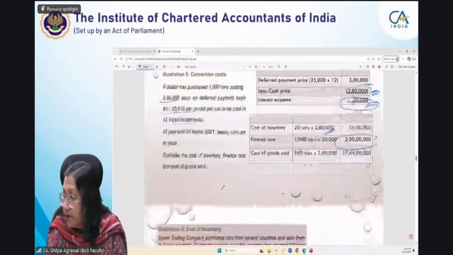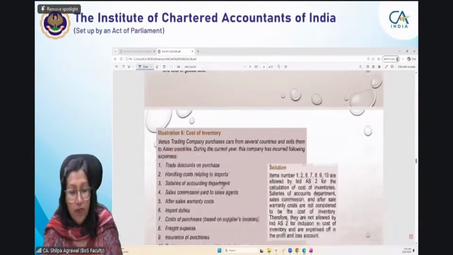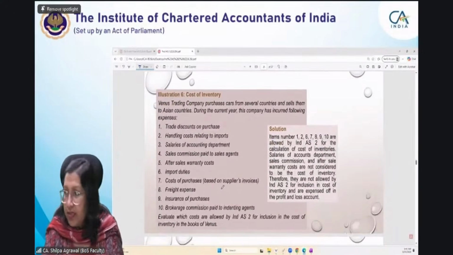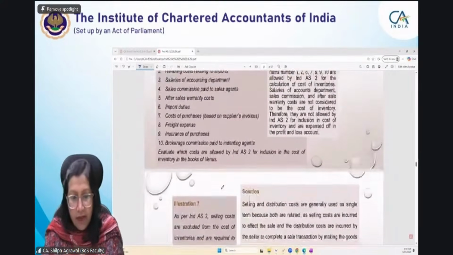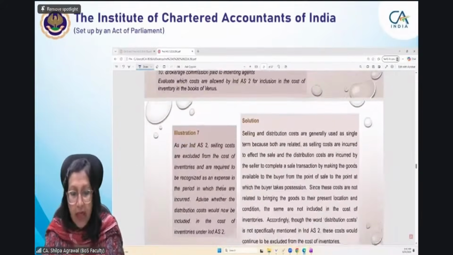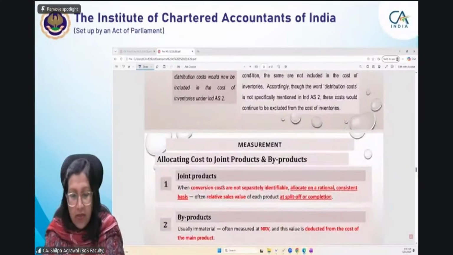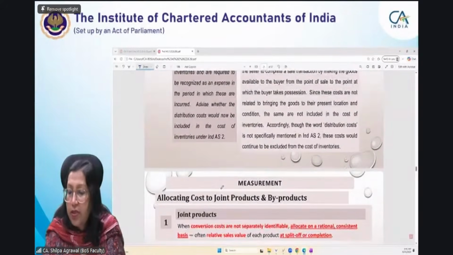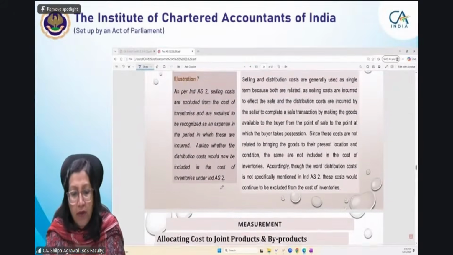Okay, moving to this question, illustration 6 is homework for you. I believe you all will be able to do it. Again illustration 7 also, because we have already explained that selling and distribution costs are the same thing, and both will be excluded.